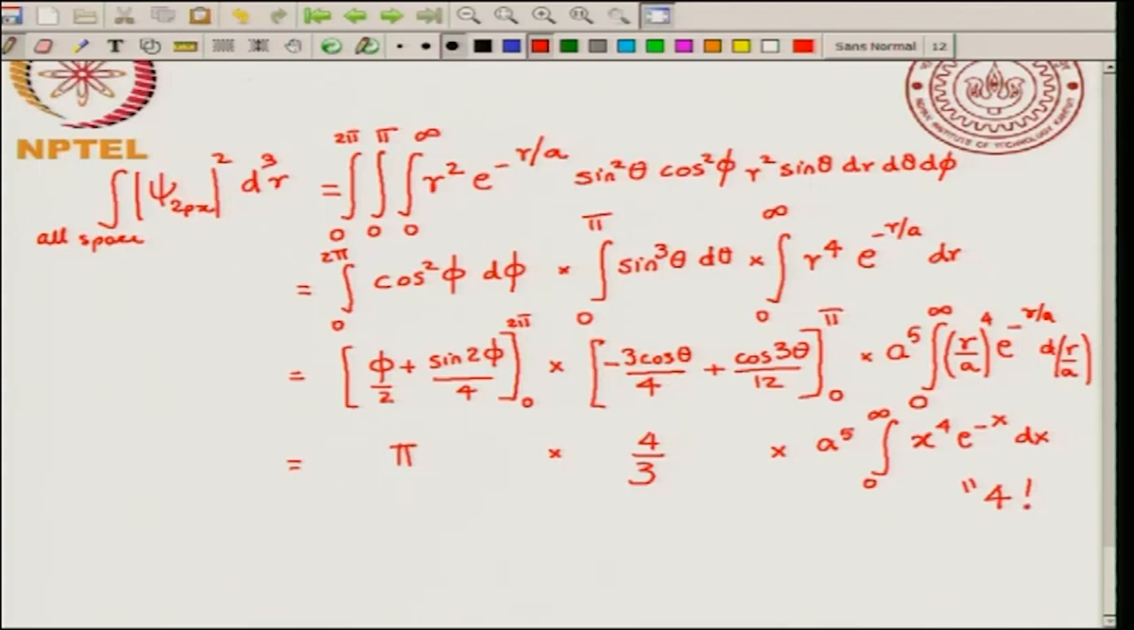Okay, so finally what you get, you can write your expression as, so 4 factorial is 1 into 2 into 3 into 4. So if I cancel the 3, then I will get 1 into 2 into 4, that is 8. 8 into 4, 32. So I have 32 pi a raised to 5. Okay, so this is the final expression, and you got this by doing this volume integral.